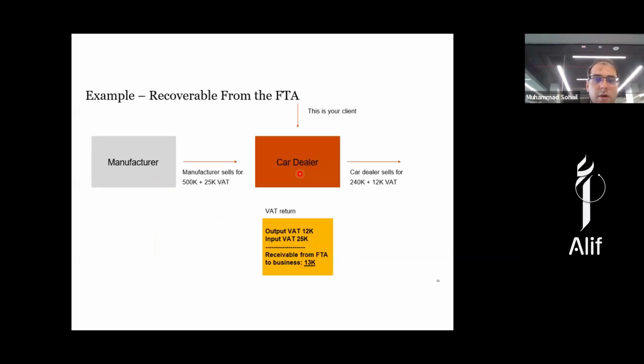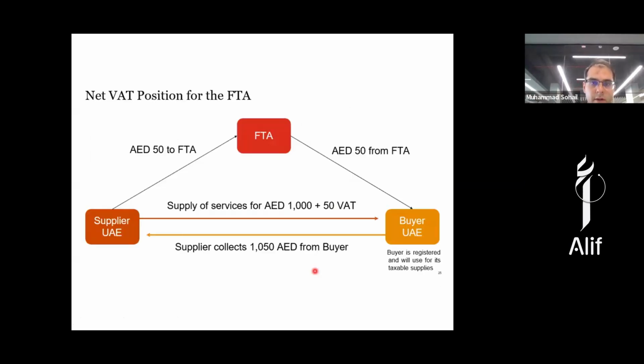Here you can see how the return of the car dealer would look. Output tax is 12,000, the tax he charged on his sales. Input tax is 25,000 on his purchase from the manufacturer. The difference is 13,000, which is recoverable from the FTA. It can be claimed from the FTA. So I've shown you 2 situations, one in which tax was payable to the FTA and one in which tax was recoverable from the FTA.